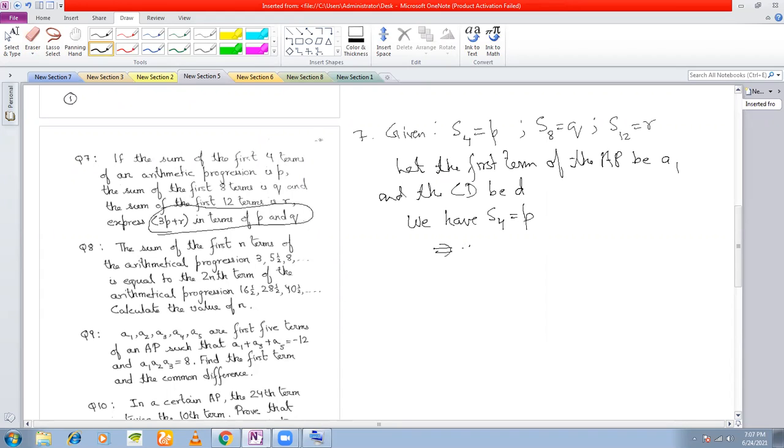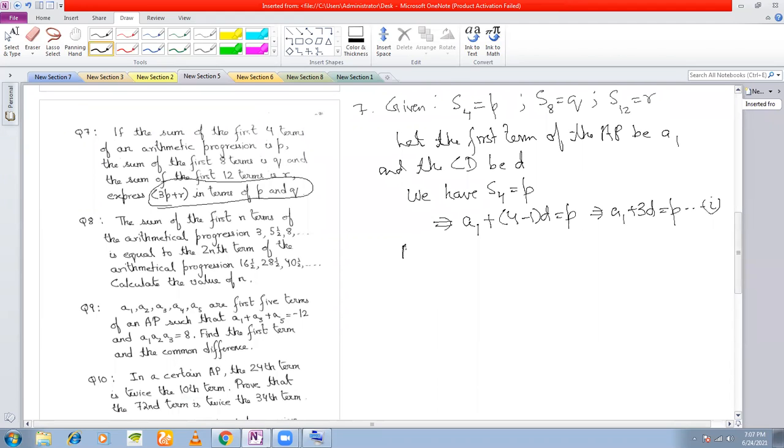Now what is S4 in terms of A1 and D? A1 plus (4 minus 1) into D is equal to P. That means A1 plus 3D is equal to P. We call this equation number 1. Also, S8 is given to be Q. That means A1 plus (8 minus 1) into D is equal to Q, so A1 plus 7D is equal to Q.